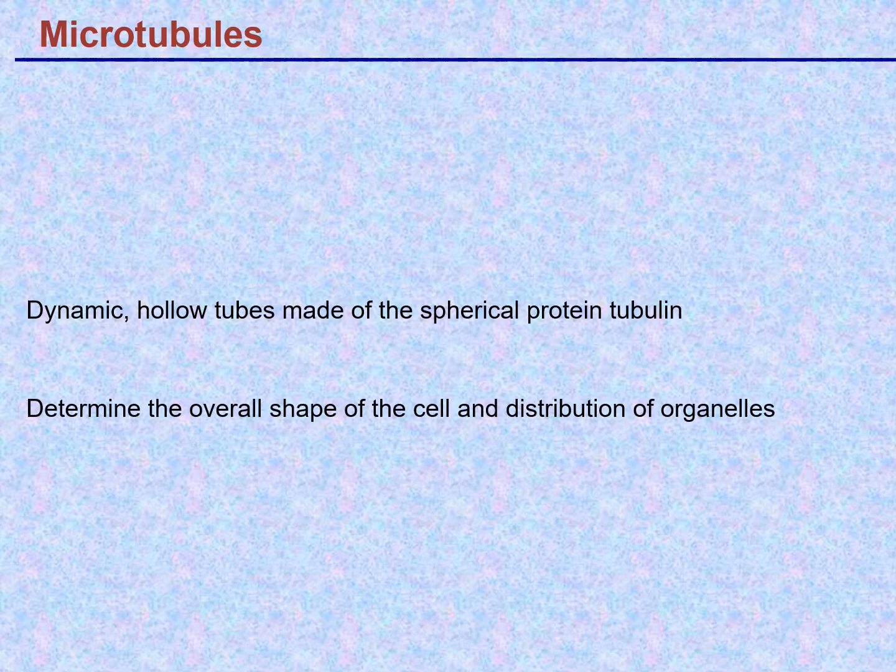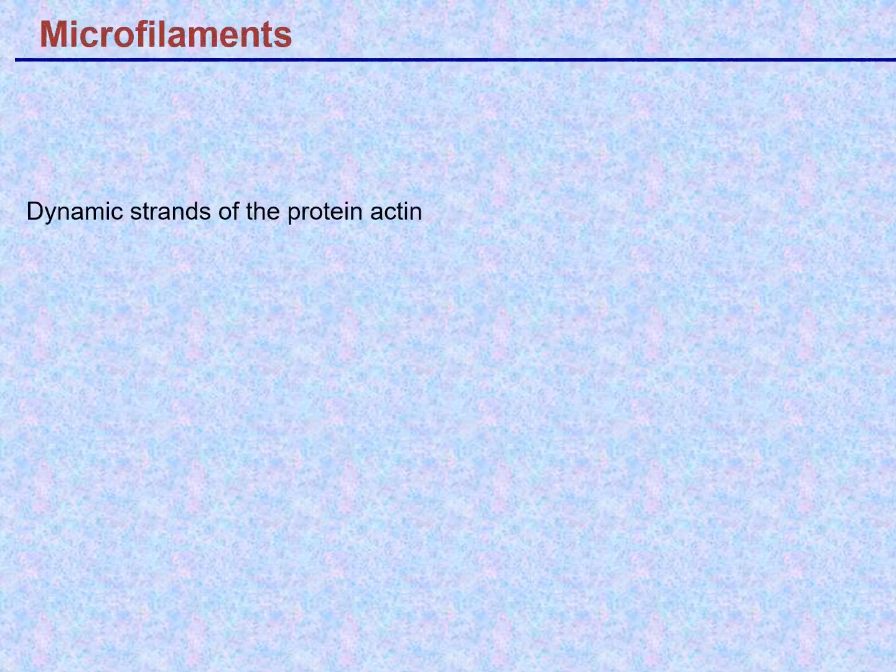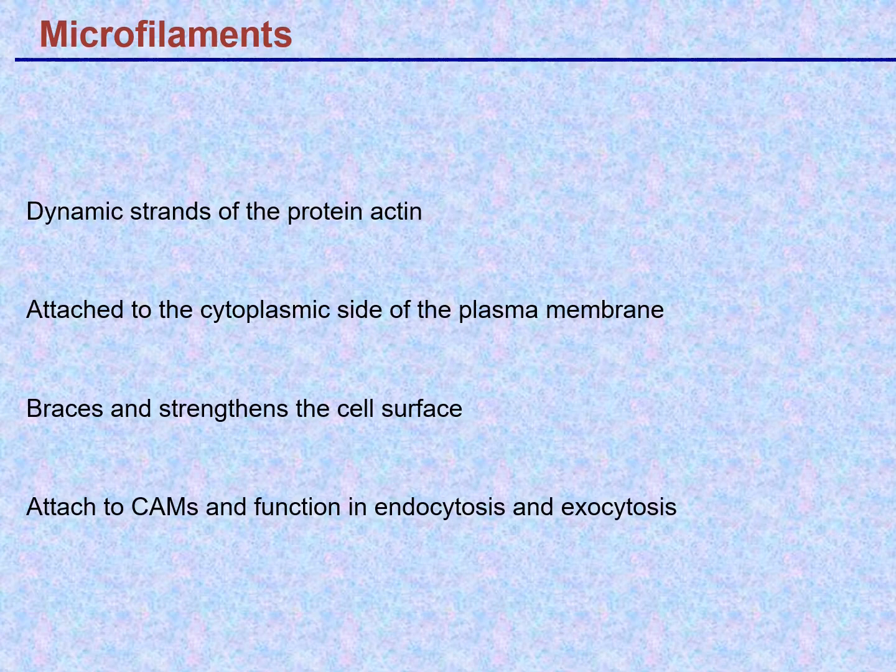So microtubules are long hollow tubes made of the protein tubulin, repeating units of tubulin. They determine the overall shape of the cell and also the distribution of organelles within the cell. That's microtubules. So the protein is tubulin, and this is the function. And microfilaments are made of the protein actin. Microfilaments were shown in A on the previous photomicrograph, and microtubules were shown in C, I believe.